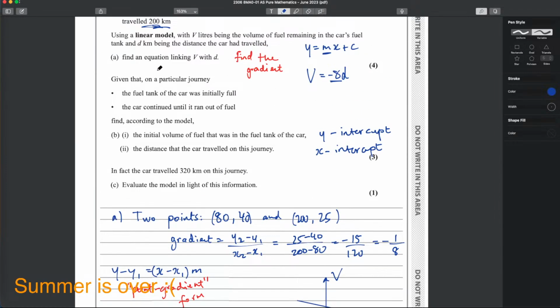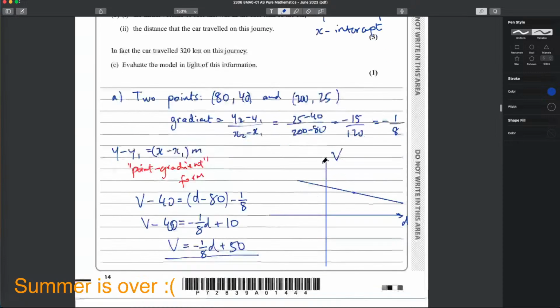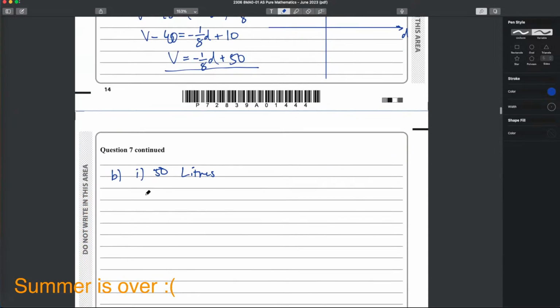So what they were actually asking for in part A was just the gradient. They weren't actually looking for the whole equation. Or maybe they were. We'll check the mark scheme in a minute. We'll see what they meant. Now we want the x-intercept. The x-intercept is when y equals 0.